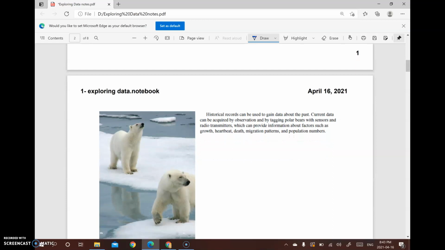Historical records can be used to gain data about the past. Current data can be acquired by observation and by tagging polar bears with sensors and radio transmitters, which can provide information about factors such as growth, heartbeat, death, migration patterns, and population numbers.